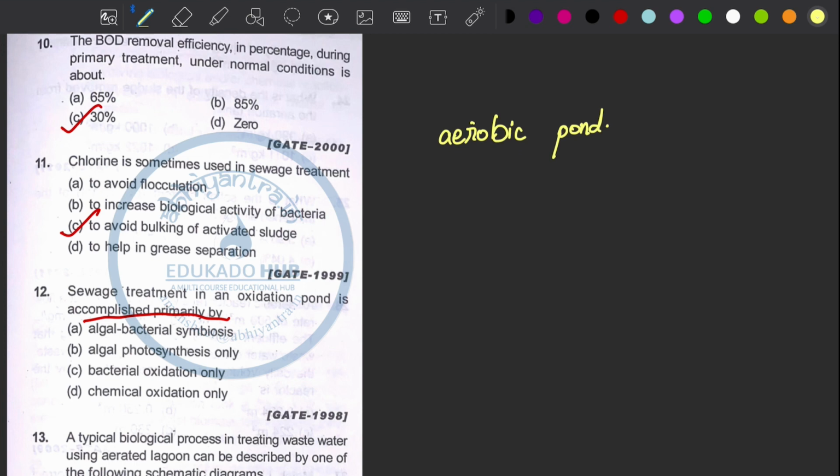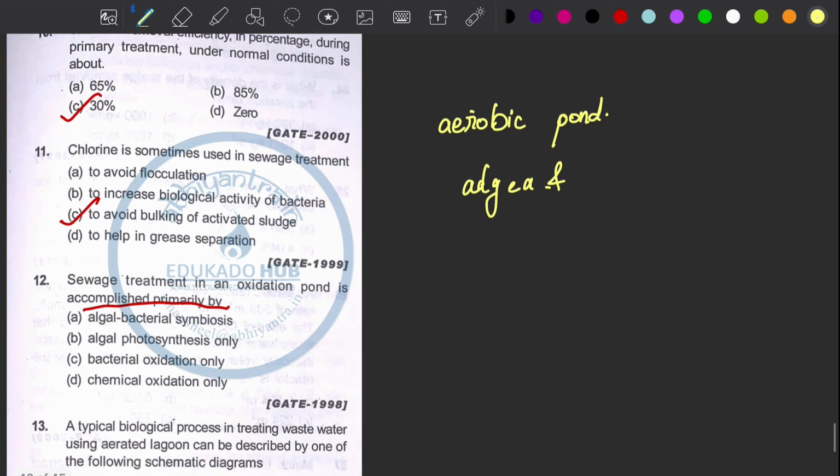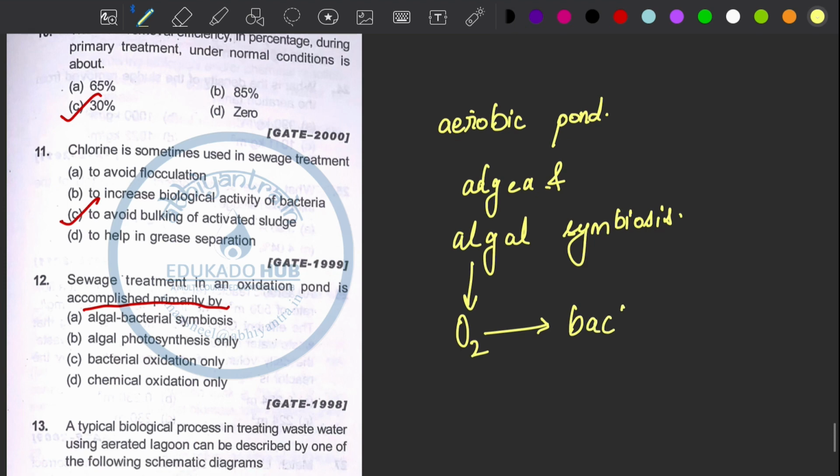Now oxygen demand is met by a combination of the action of algae and other microorganisms, and this process is called algal symbiosis. In this symbiosis, algae, while growing in the presence of sunlight, produce oxygen by photosynthesis, and this oxygen is utilized by the bacteria for oxidizing the waste organic matter.